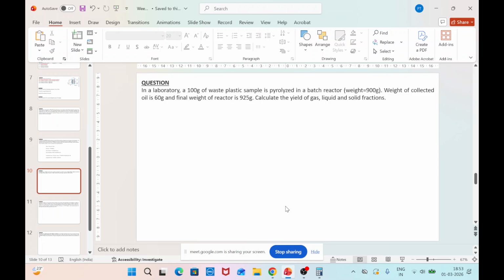So you have 100 gram of waste plastic sample. Now you need to pyrolyze that so that you can obtain energy from it, and you do it using a batch reactor. That batch reactor weighs exactly 900 grams. The weight of the collected oil after the process is 60 grams and the final weight of the reactor is 925 grams. Calculate the yield of gas, liquid and solid fractions.